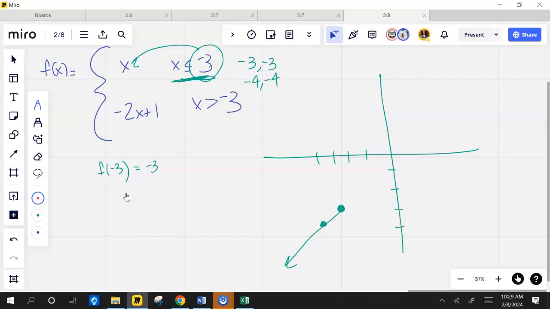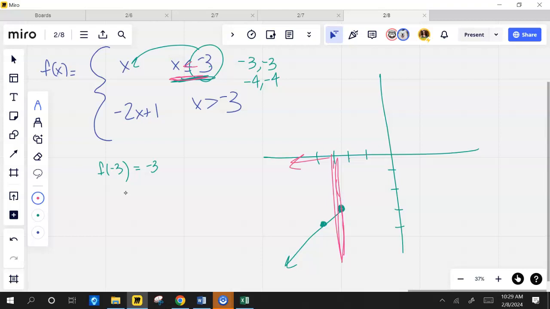So you have to look at this restriction. It says I want everything that's less than -3. So this is my -3, right? This is my cutoff. I want everything smaller than that, and smaller goes in this direction.